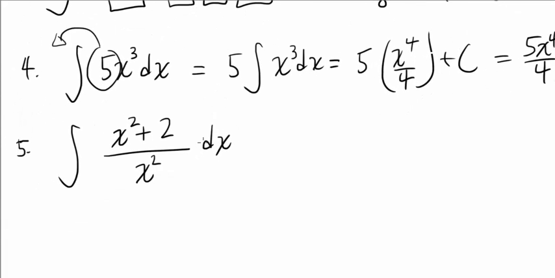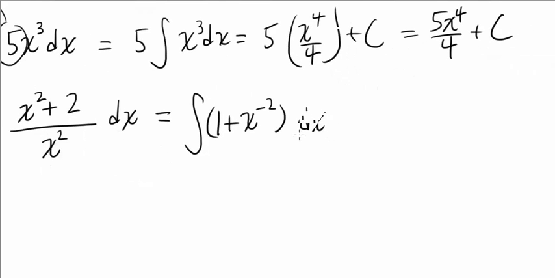Last one, x squared plus 2 over x squared dx. Let's start by dividing this out to get something we can easily manipulate. X squared over x squared is 1. 2 over x squared is plus 2x to the -2 power dx. Hey, we can integrate this. Integral of 1, that's easy to do, that's x, because derivative of x is 1.